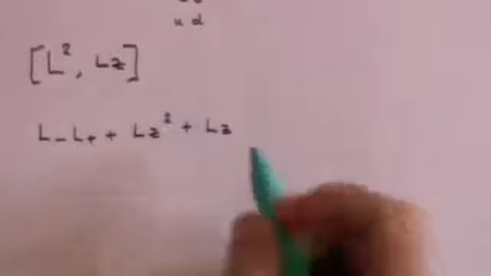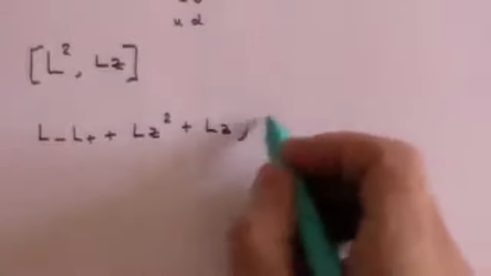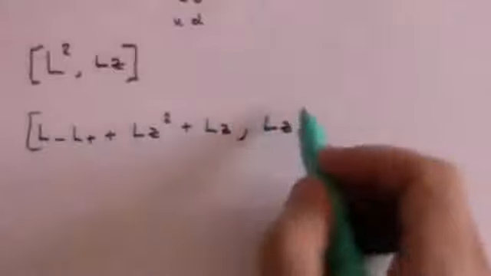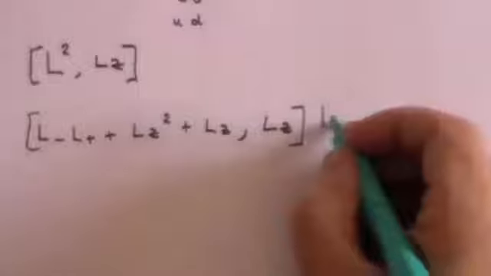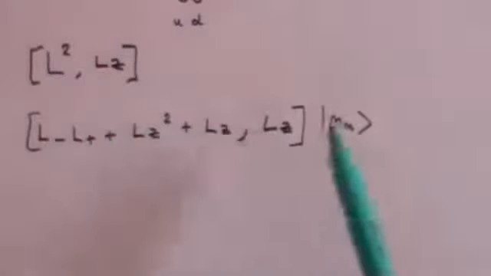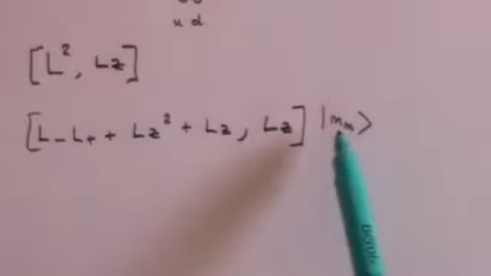Well, we showed that L squared is L minus L plus L_z squared plus L_z. That was what L squared actually is. And what I want to know is, does that commute with L_z? Well, this of course will need to act on a state, so let's have it acting on the maximum value of m. And what happens now? First, we've got this term here acting on the maximum value of m. What happens when L plus acts on the maximum value of m? You get nothing. So that term goes.